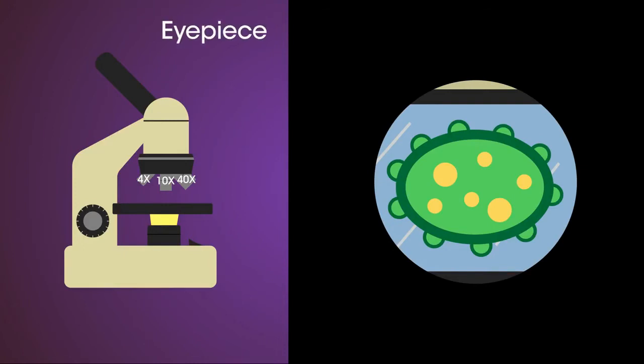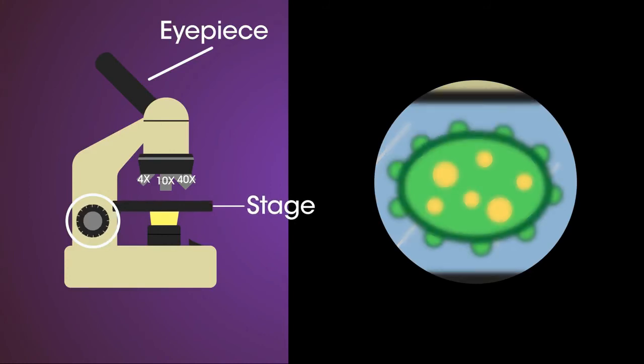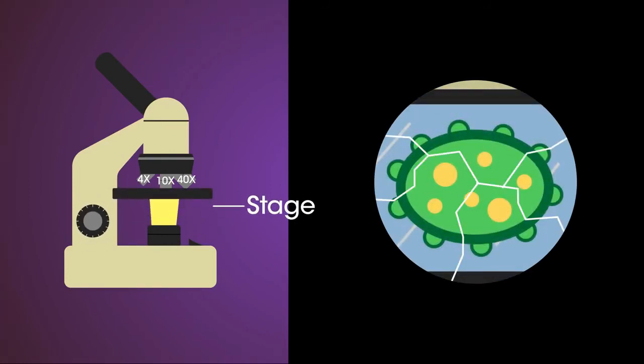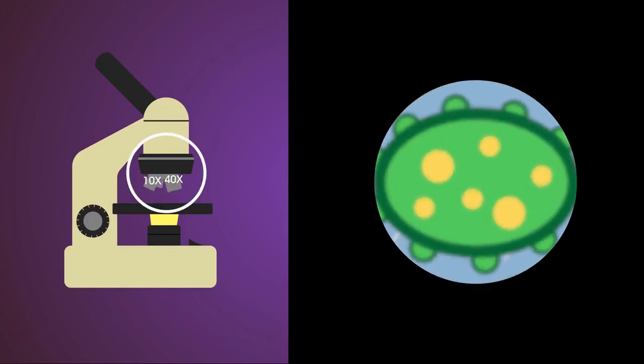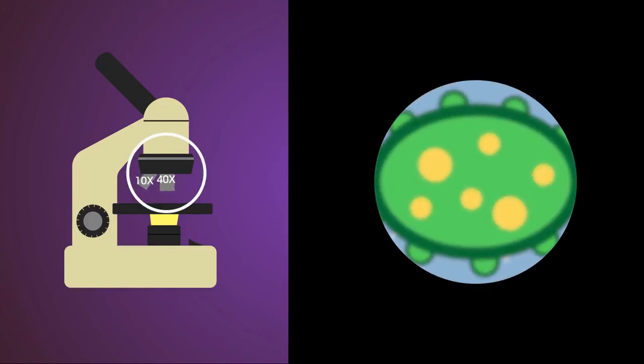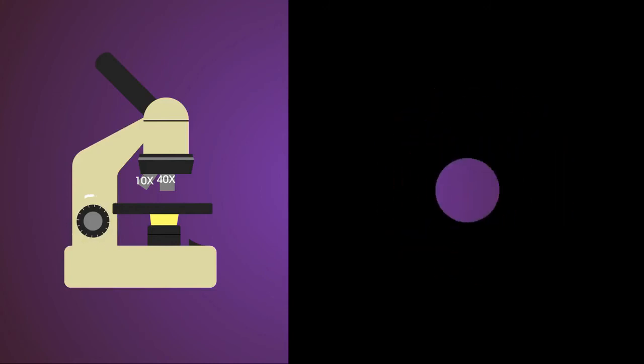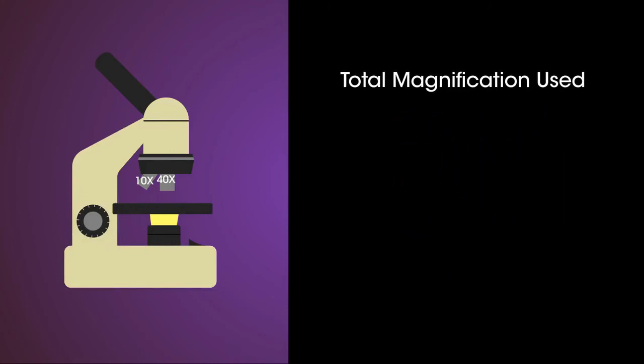If you look down the eyepiece lens, you will see the image, but you will probably need to use the focusing knobs to move the stage up and down until the image is clear and not blurry. You must be careful when moving the stage up not to knock into the objective lens, as this might break it. Now you can choose a higher magnification objective lens to see the specimen in more detail. You might have to readjust the focus. Now you can clearly see the specimen, you can draw it and write down the total magnification you used.